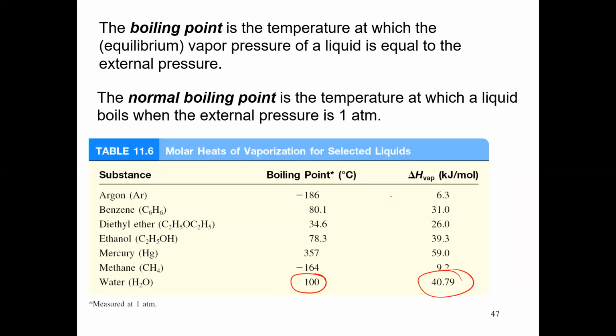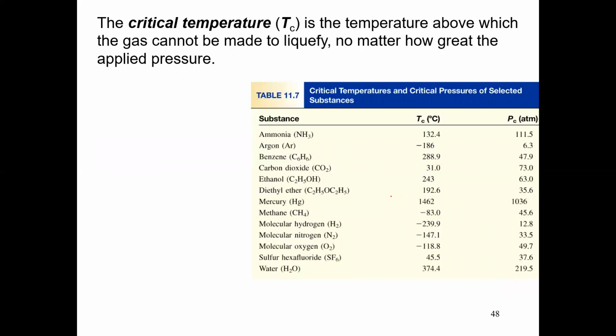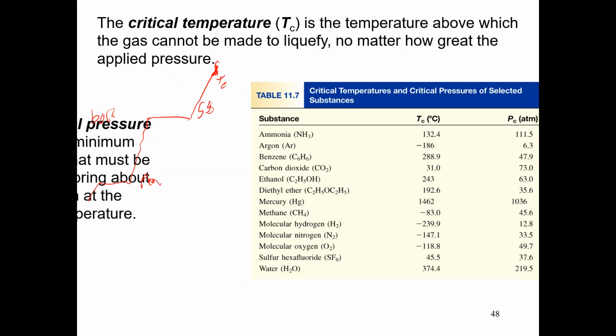And this is the heat of vaporization, again, that we talked about in the previous set of slides. The critical temperature is the temperature above which the gas cannot be made to liquefy, no matter how great the applied pressure. Basically, that is where you've got the curve like this. This is the freezing, goes up like that to boiling. This is the boil. This is the freezing point. And then you've got the gas up here. But at a certain temperature, this is the TC up here, where you cannot compress it to cause it to liquefy.